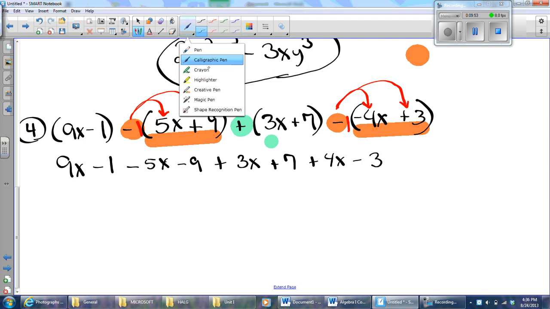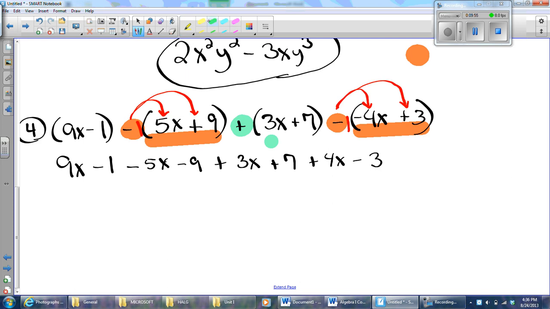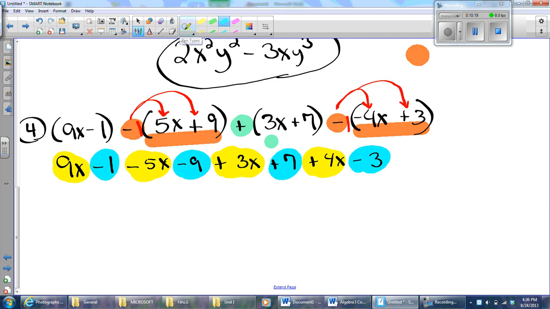So I have 9x's and a minus 5x. I have 3x. It's positive. Get that sign. And a 4x. So I'm going to put all those x's together. Now I've got a -1 and a -9, +7, and a -3. Now when I go to do this, I'm not necessarily going to do it in order.